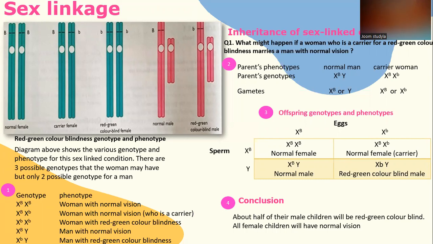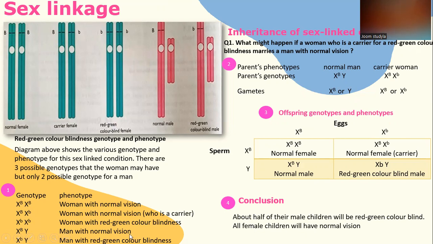First of all, you have to write down the phenotypes and genotypes of the parents, which is already done on the left-hand side. Genotype X^B X^B represents a woman with normal vision. X^B X^b is a woman with normal vision who is a carrier. X^b X^b is a woman with red-green color blindness. You can see this also from the diagram.